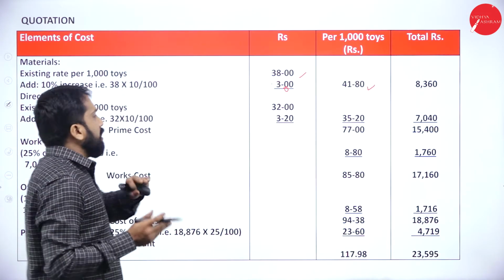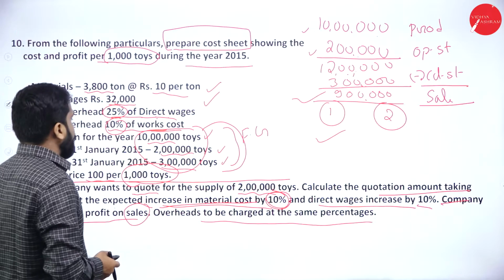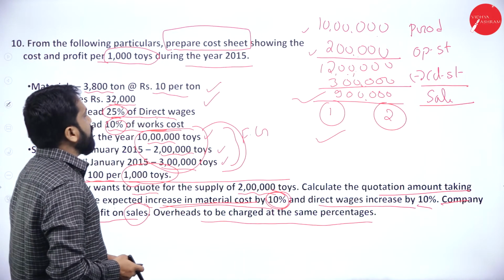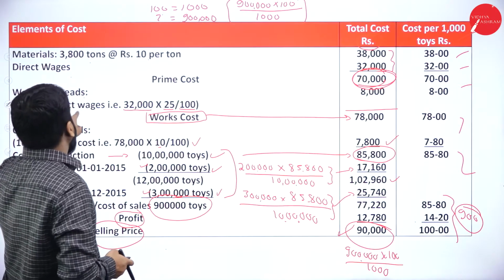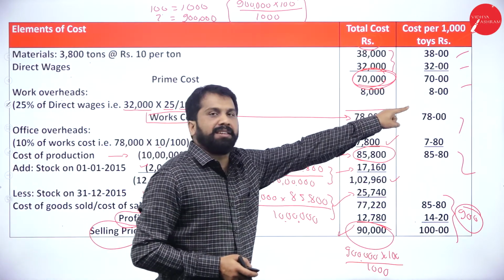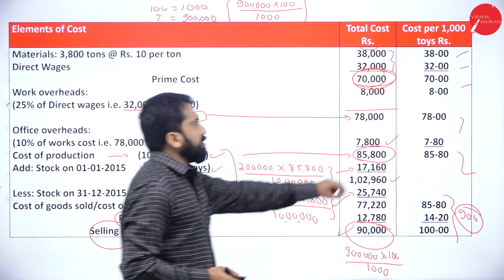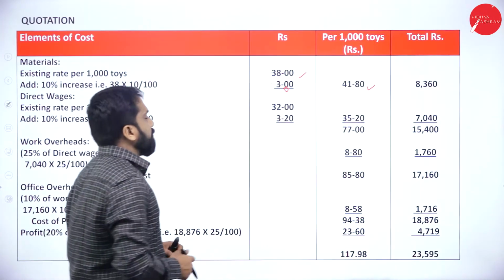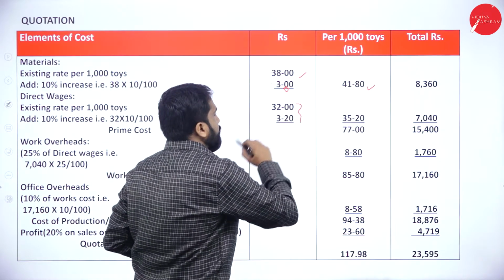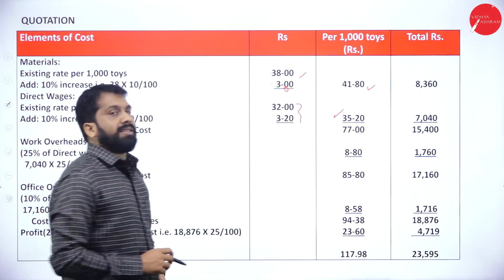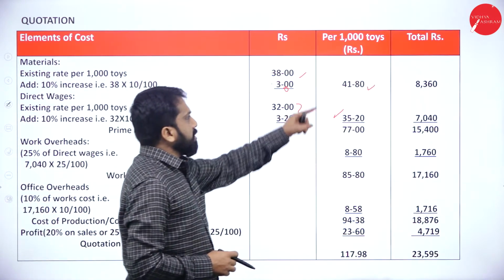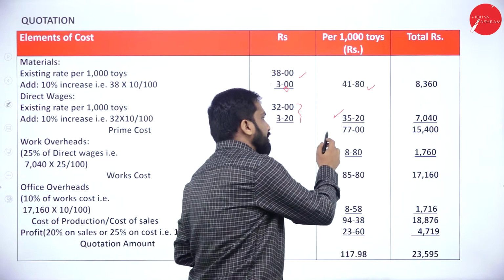41.80. Now we'll go back to this. Then direct wages increased by 10%. So what was your direct wages? Your direct wages was 8 rupee. Now your direct wages was 32 rupee. Now 32 plus 10%, it will be 3.20. It will become 35.20. Hope you understood.